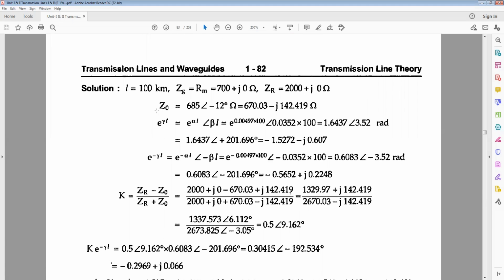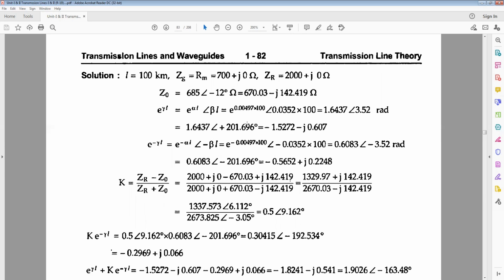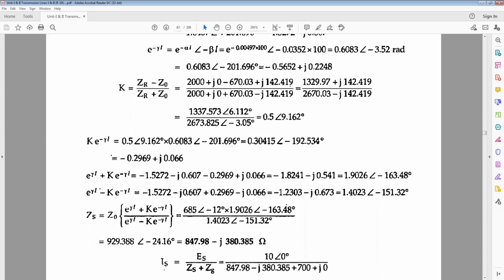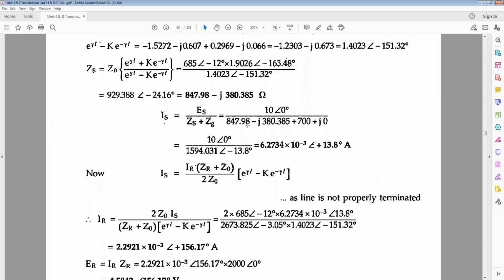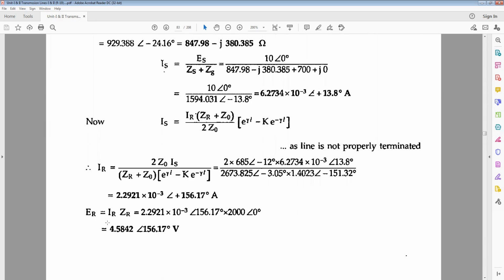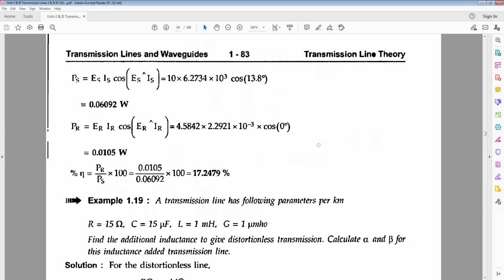Okay, so actually Z0 is given, and ZR is also given. And the reflection coefficient, we know, is ZR minus Z0 by ZR plus Z0. And we can find e power gamma L and e power minus gamma L, to substitute those values in the voltage V equation, and ZS also. Substitute all the values, we'll get IS, VS, and IR, ER. ER means VR only, the voltage. V is equal to I into ZR. Okay, my dear students.